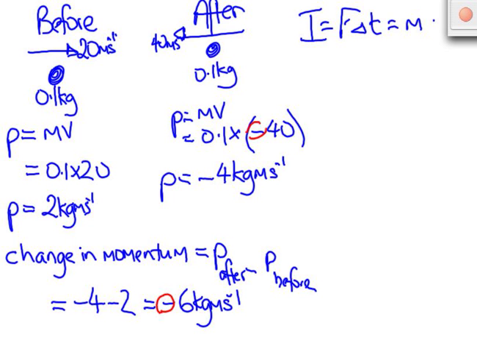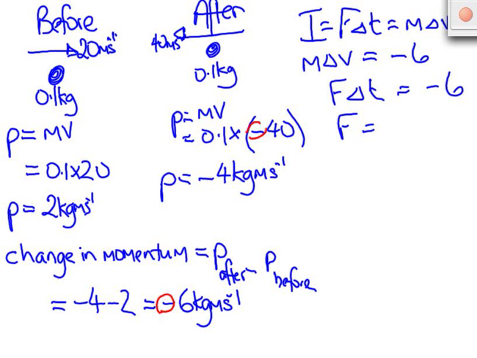Now, the impulse is given by the force multiplied by the time it acts. That's F delta t, and that's equal to m delta v, which we've just worked out. That's the change in momentum. So F delta t is also equal to minus 6. We can rearrange to get F equal to minus 6 divided by delta t.